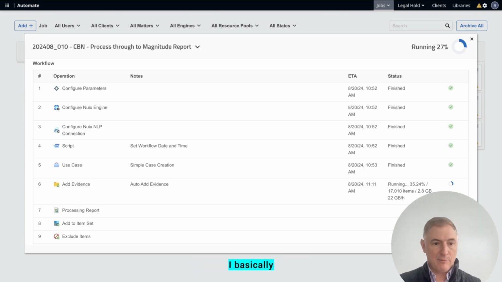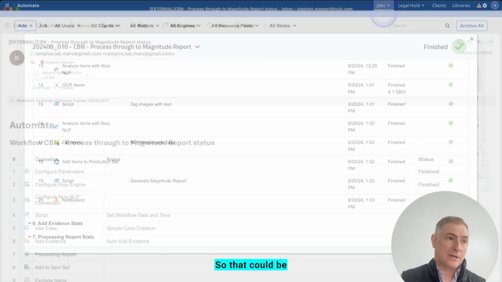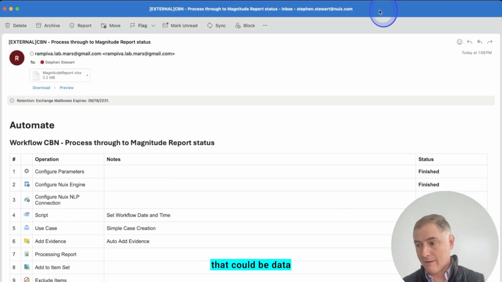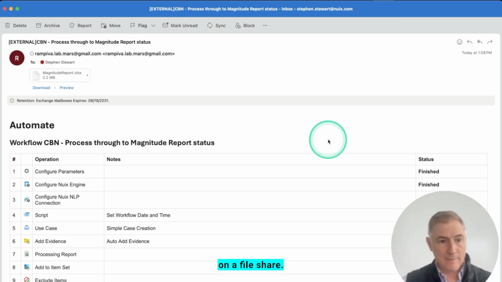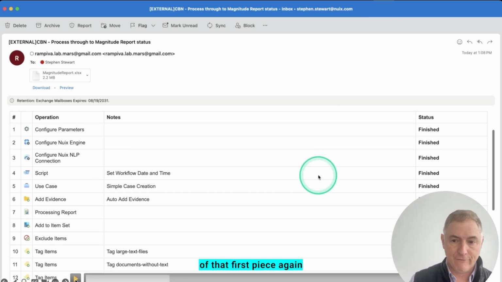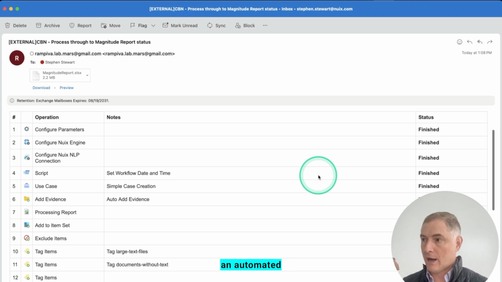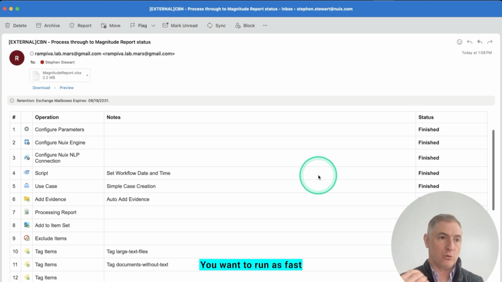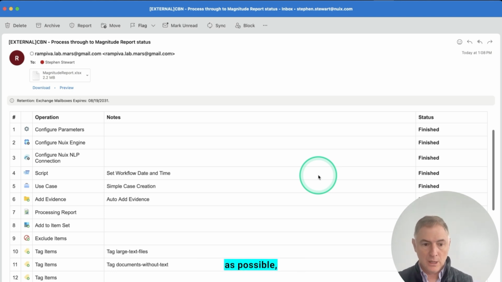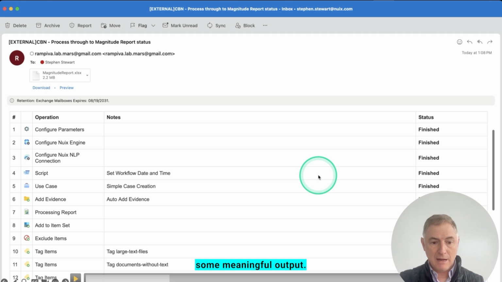And here you can see that I have kicked off my workflow. I've selected my data that I'm going to ingest, what I believe has been breached. That could be everything from M365 to data that exists on a file share. And the outcome of that first piece is: here's what we ran. The important thing, if you're thinking about data privacy, is an automated headless solution. You want to run all of these steps concurrently, as fast and efficiently as possible, but then you also want to get some meaningful output.